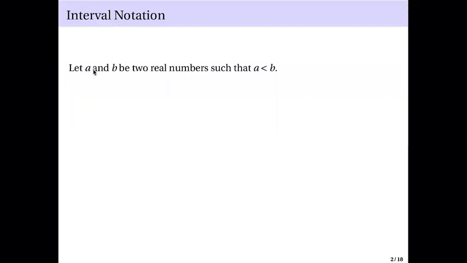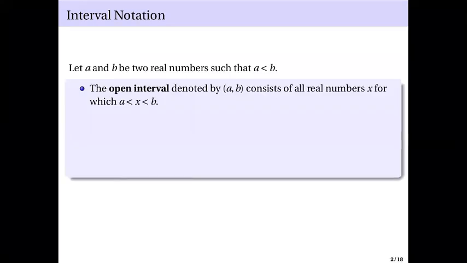So, interval notation. We let A and B be two real numbers such that A is less than B. Then the open interval, which we denote by the symbol (A, B), consists of all real numbers X for which X is greater than A and less than B.